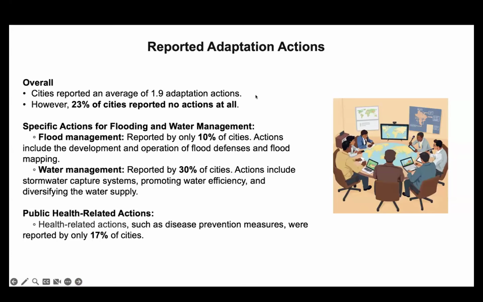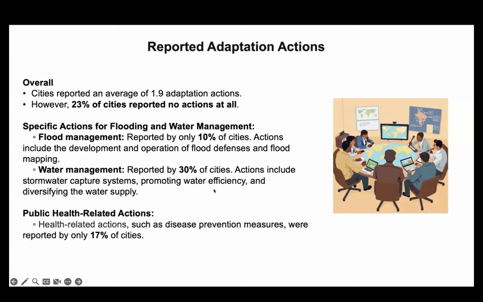So overall, cities report an average of almost 2 adaptation actions. When you think about it, it's low. And 23% of cities reported no actions at all. No actions at all. And most of Latin American cities, and I'm talking about the major ones, are really struggling in developing these adaptation action plans. So we need to think about the classroom, but go beyond the classroom. How do we develop this course that interacts also with all that, right?